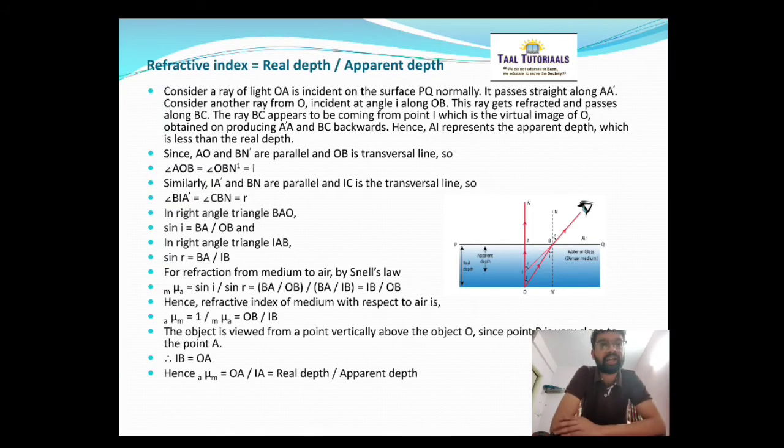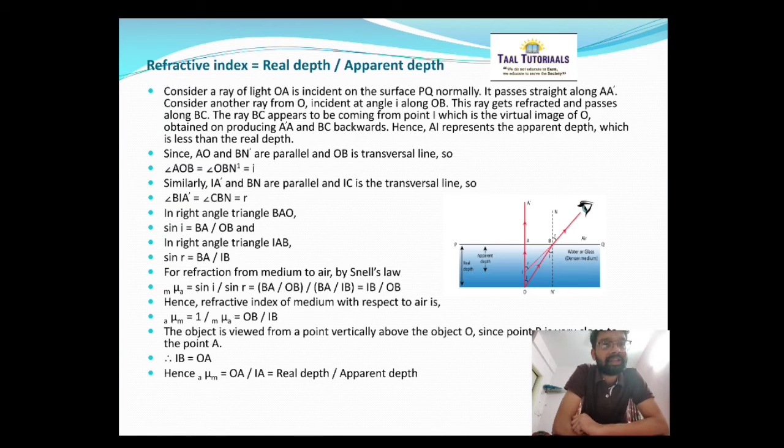See, we consider a ray of light OA which is incident on the surface PQ normally. It passes straight along AA dash. Consider another ray from O, incident at angle i along OB. This ray gets refracted and passes along BC. The ray BC appears to be coming from point I, which is the virtual image of O, obtained on producing A dash A and BC backward. Hence, AI represents the apparent depth, which is always less than the real depth.